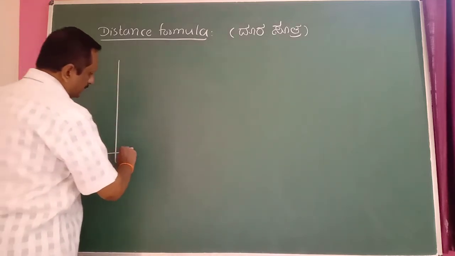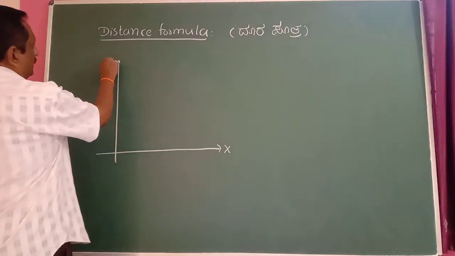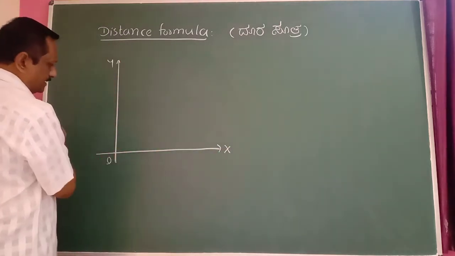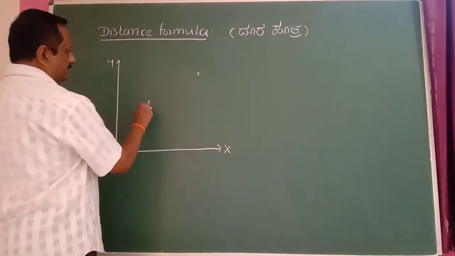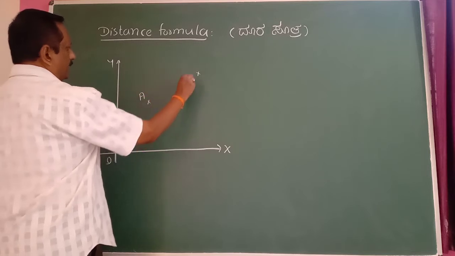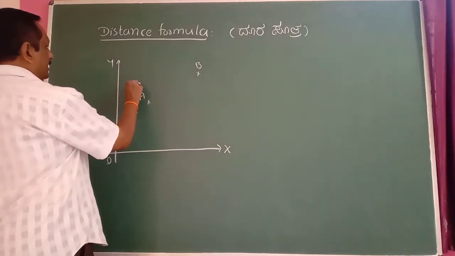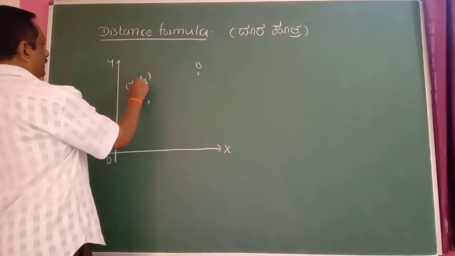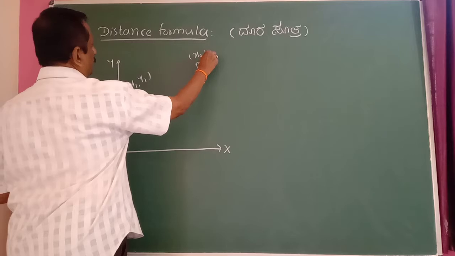Here the x-axis and y-axis are there, and this is the origin here. Here there are 2 points. Consider this point as A and this point as B here. Coordinate of point A is (x1, y1) here. Coordinate of the point B is (x2, y2).